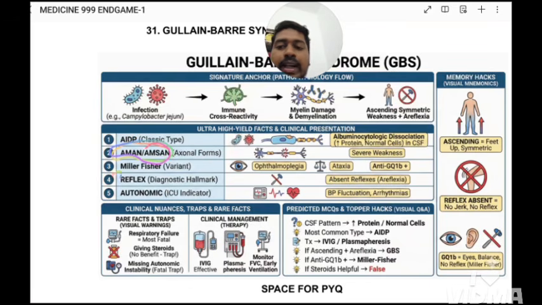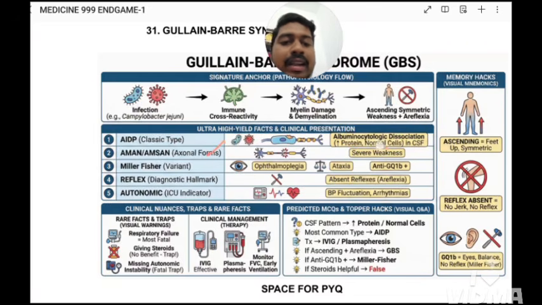Overall in the world, you'll find AMAN and AMSAN variants are more common. There are other variants also, that is the Miller-Fisher variant, which is asked in your exam. So in AIDP, what happens? Antibodies are against the myelin sheath. So here you'll find albuminocytological dissociation. What is the meaning of albuminocytological dissociation? That means that proteins are very much increased in CSF, but cell count is normal.